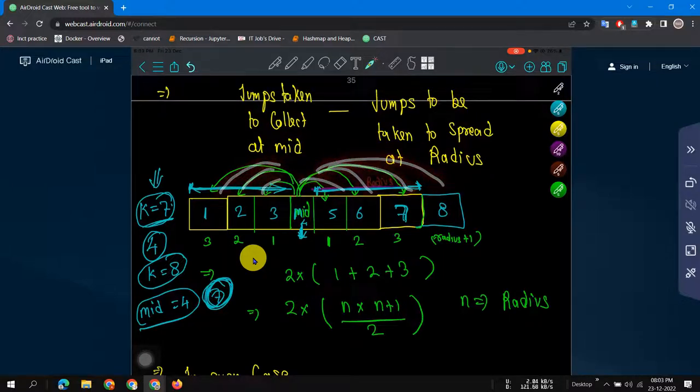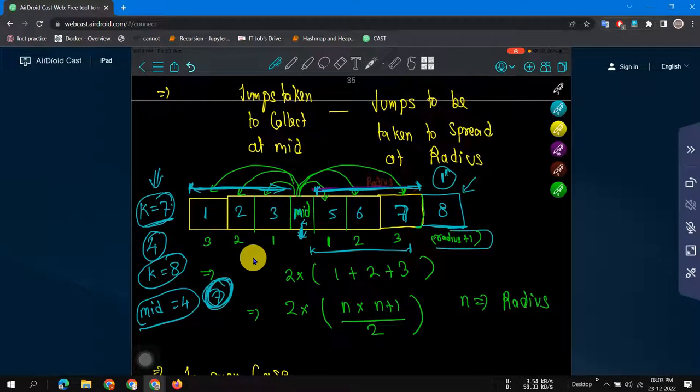So that 1 will be radius plus 1, right? If this distance is our radius, then this will be radius plus 1. So to distribute ones at this point, I need to take radius plus 1 jumps. I hope that this is clear.